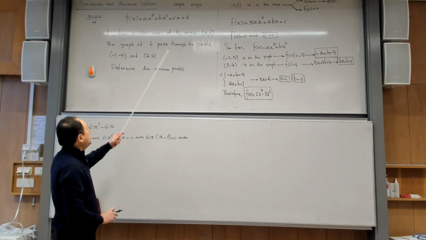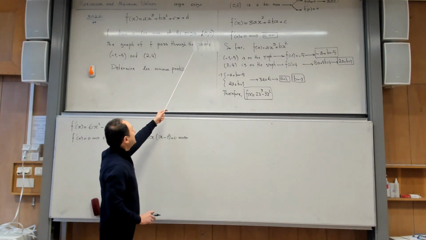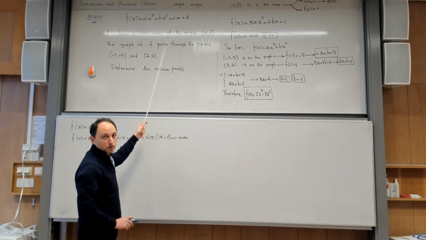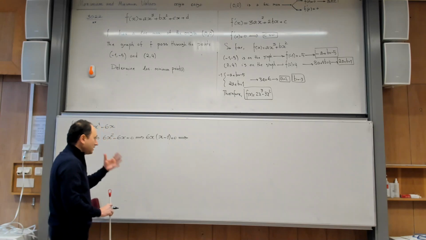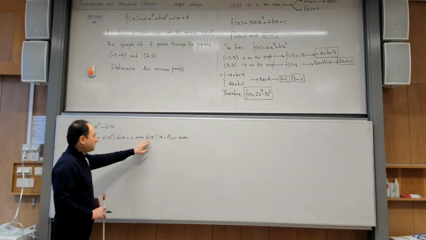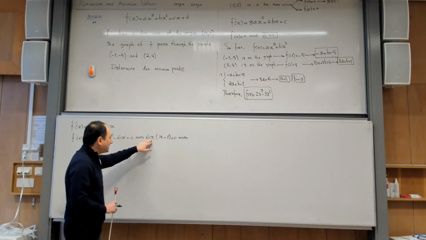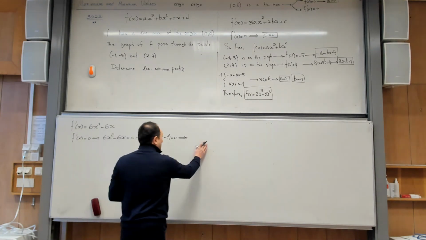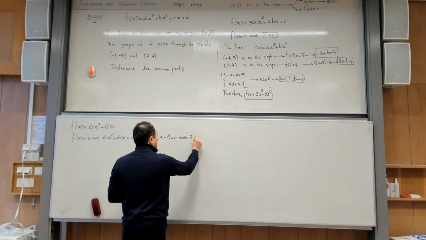And we already know that 0 is the x-coordinate of a local max. So definitely, if you know exactly what is going on, you should be able to anticipate that this x equals 0 will pop up. Yes? So x becomes 0 and x becomes 1.